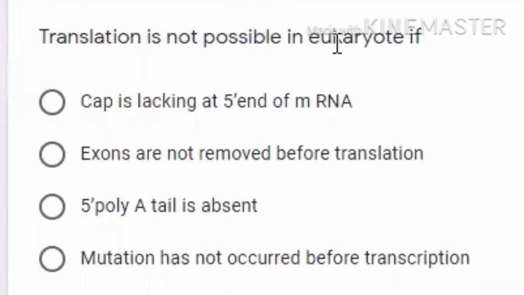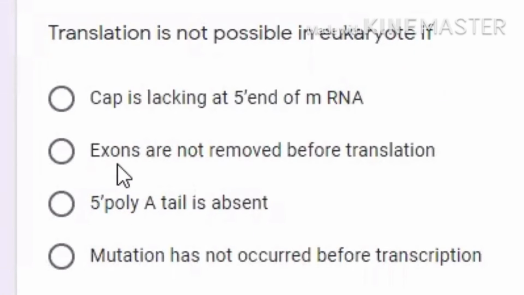Translation is not possible in eukaryotes if the cap is lacking at the 5' end of messenger RNA, or exons are not removed, or the 5' polytail is absent, or mutation has not occurred before transcription. So by seeing this, which option will you think? First of all, this fourth option is wrong. Mutation has not occurred, that has no logic. Actually, exons are not removed, this is true, but it is introns which are removed. Okay, and the exons are also not removed anywhere.